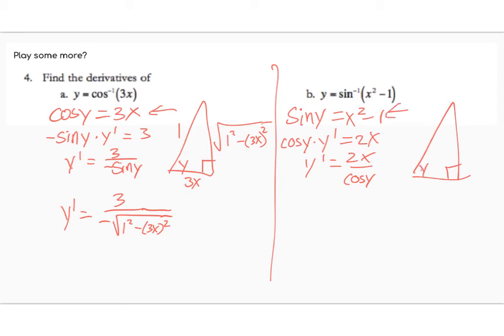So we're going based on this part. y opposite over hypotenuse is going to be x squared minus 1 over 1. We're trying to find the adjacent side. So that's going to be the hypotenuse squared, 1, minus x squared minus 1, squared. And if I want cosine, adjacent over hypotenuse, hey, hypotenuse is 1, that's nice. We end up with y prime is equal to 2x over the square root of 1 squared minus the quantity x squared minus 1, also squared. And that's it. You're done.